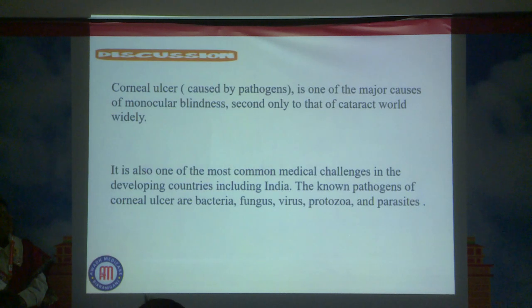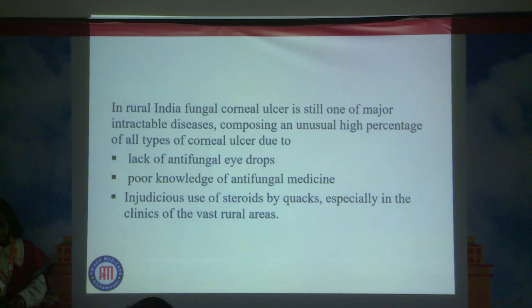And corneal ulcer is one of the major causes of monocular blindness, as everybody knows, second only to cataract worldwide. It is also one of the most common medical challenges in developing countries, including India. The known pathogens of corneal ulcer, as everybody knows, are bacteria, fungus, virus, protozoa, or parasites. In rural India, fungal corneal ulcer is still one of the major intractable diseases, composing an unusually high percentage of all types of corneal ulcer due to lack of antifungal eye drops, poor knowledge of antifungal medicine, and injudicious use of steroids by quacks, especially pyrimon. That's what we call paramohan, especially in the clinics of the vast rural areas.